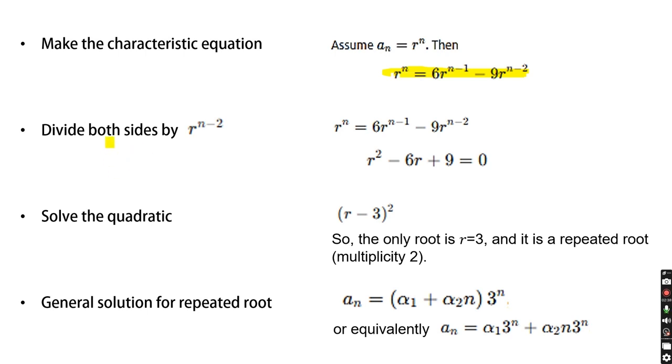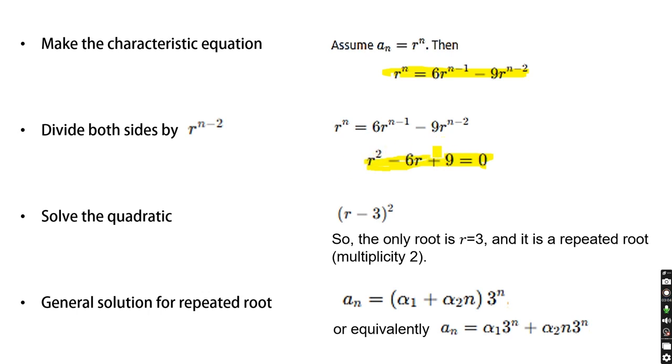And then next, we will divide both sides by rn minus 2. So after dividing, we have derived this solution since we have combined like terms. Okay, the result of that is r squared is equal to 6r minus 9.